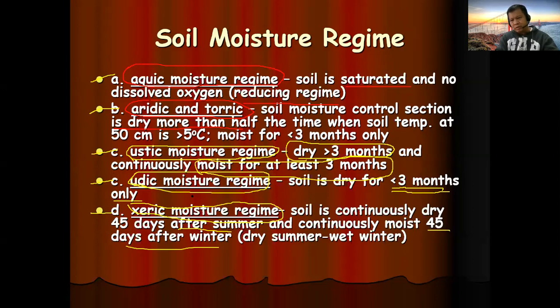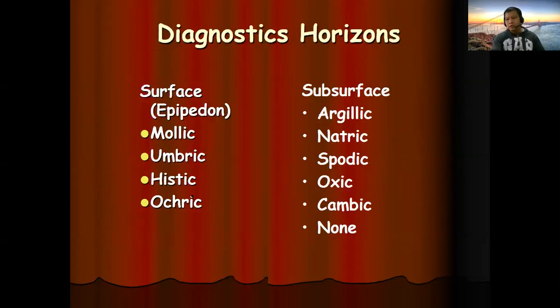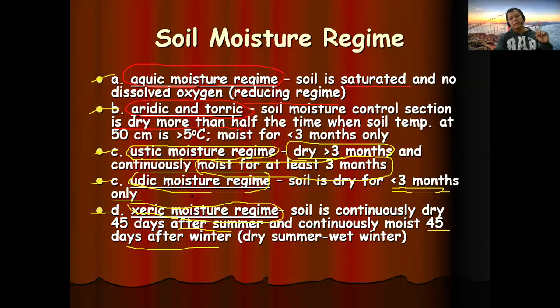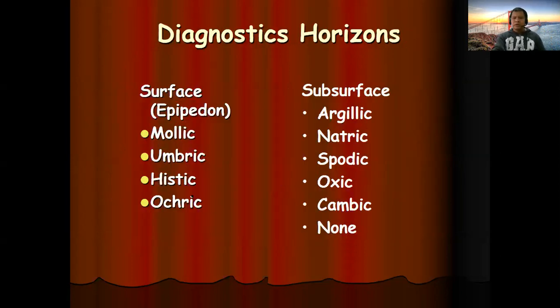Okay, so that's it. So yun, no? We have soil temperature regime, and we have the soil moisture regime. And take note the control section for the moisture regime varies with the control sections for the temperature regime. Okay, control section varies. So another important characteristic to be studied when we are to classify soils is the diagnostic horizons.